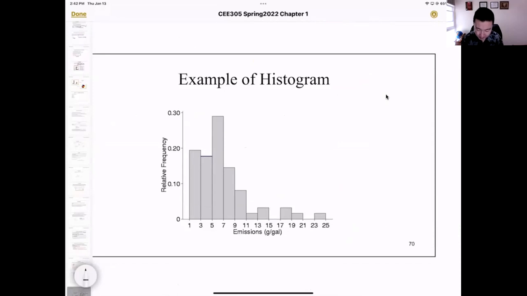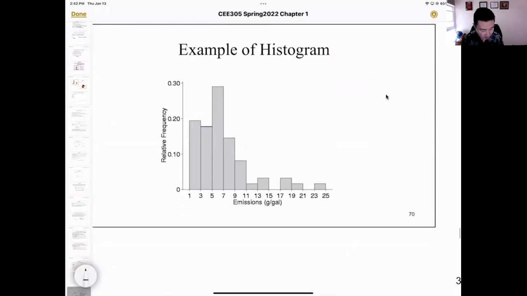This is an example of a histogram. It's emission. I don't know what the emission is, maybe the emission of CO2 from a car. So grams per gallon, and relative frequency. For example, about 20% of emissions are between 1 gram and 3 grams. And the curve also has a longer tail on the right, skewed to the right.